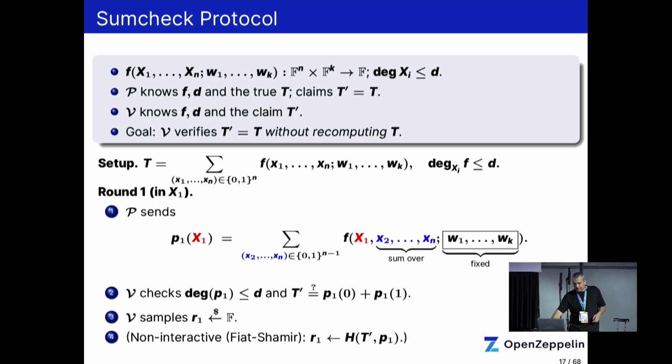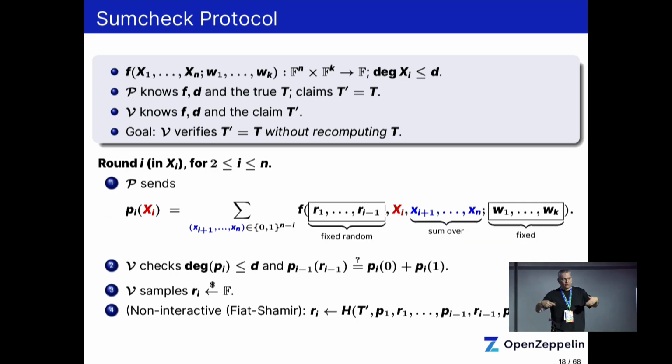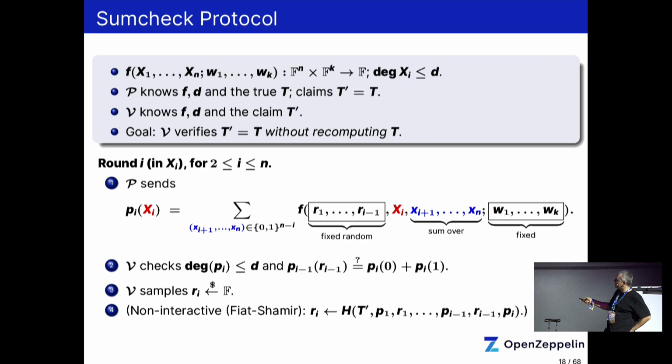Okay, and then round number i, so you have the same structure going on n times. At round i, we have the same thing, Pi of xi, this one is free. We're summing over the remaining n minus i values, but crucially, everything that we have processed already is fixed to the random values that were sent by the verifier up to this point. And we'll see why this matters. Basically, when you show soundness, it rests exactly on these random values.